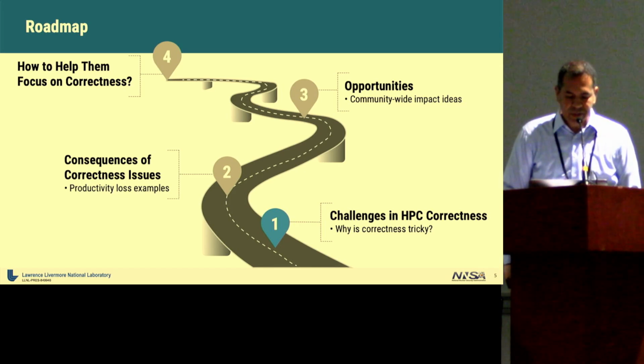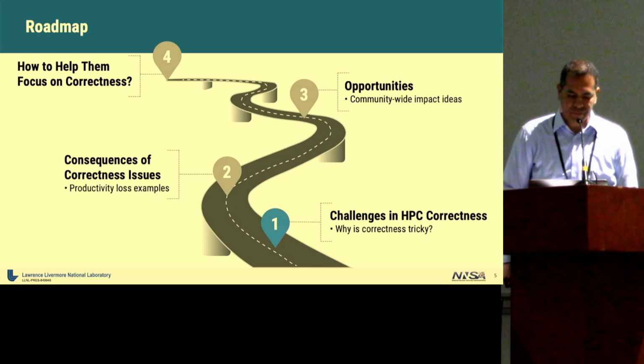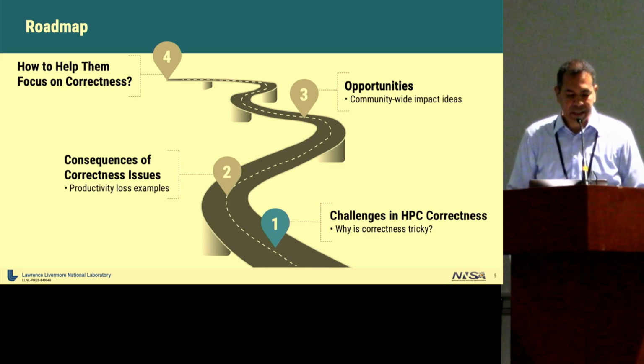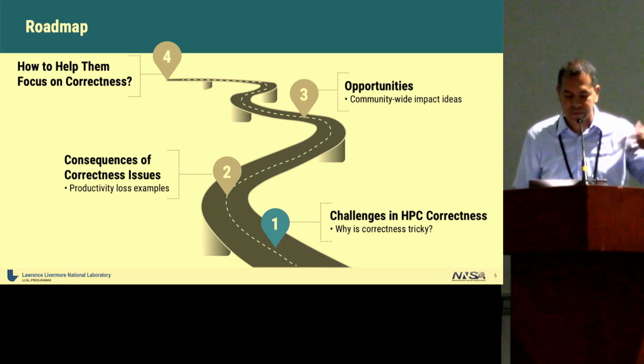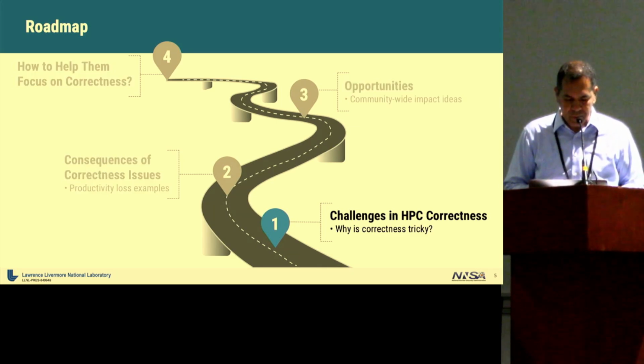Then in the third part, I'm going to show some ideas, some opportunities that I think we have as a community to have some community-wide impact. And then in the last part, I'm going to try to answer the question, how can we allow programmers to focus a little bit more on correctness? All right, so let's start with the first part.